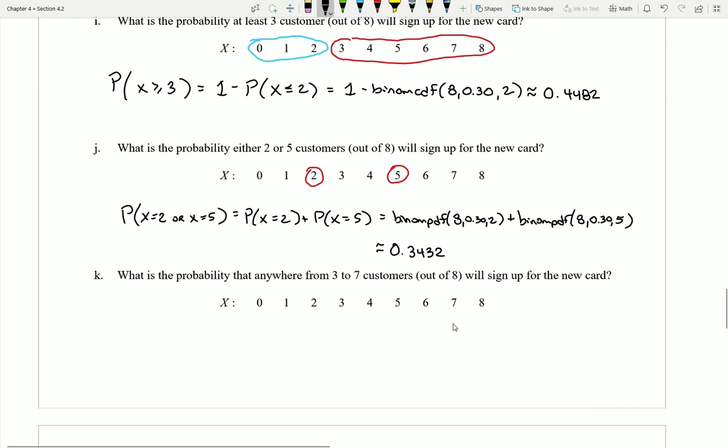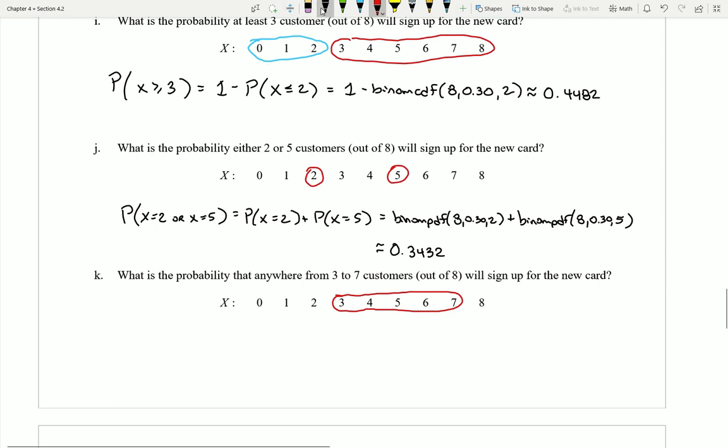Now let's take a look at part K, which is probably the most challenging of all of these different parts. This one asks, what is the probability that anywhere from 3 to 7 customers will sign up for the new card? So anywhere from 3 to 7. That means I'm interested in the probabilities that would be across from these numbers. Well, that can be a little bit tricky because I don't really want to do 5 separate PDFs and add those together, but I also see that the values that I don't want are 0, 1, 2, and 8, so I can't grab all the stuff I don't want very easily with a CDF.